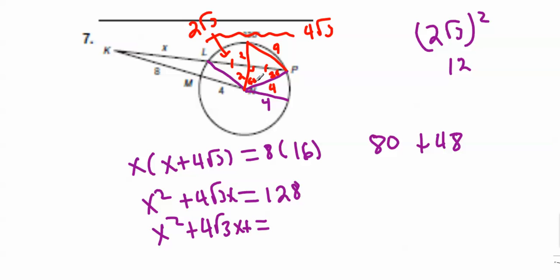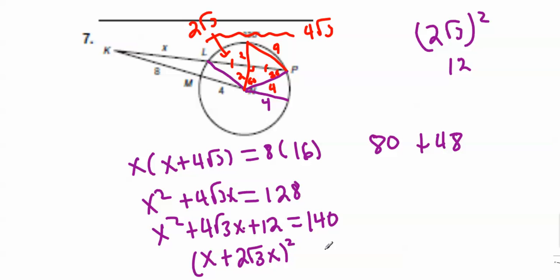There's my plus 12. I need to slow down. Okay. Plus 12 is equal to 30, 40. Okay. There we go. Now, that's just going to be x plus 2 radical 3 squared is equal to 140.